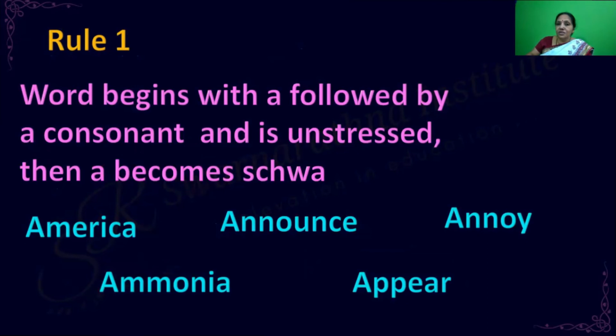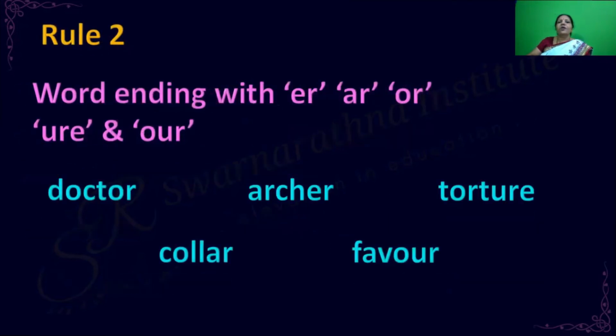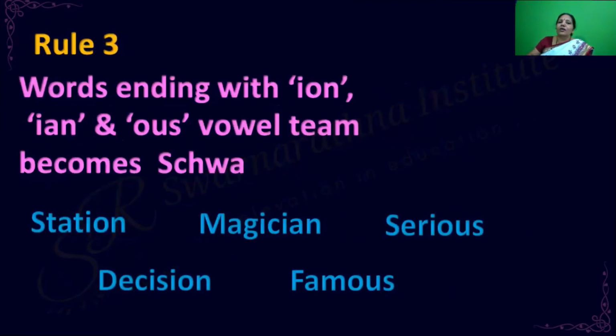Though it is difficult to understand exactly when it becomes schwa by looking at the spelling, three rules I can give you here. The first one is, especially when the word begins with A followed by a consonant in an unstressed syllable, it becomes schwa. For example, America, announce, annoy, ammonia, appear, etc. Or if the word endings have er, or, ar, ure, or our, then it gets reduced to schwa. Or if the word ends with ion, ian, or ous, then also it gets reduced to schwa, as you can see in the examples here: station, magician, serious, decision, famous, etc.